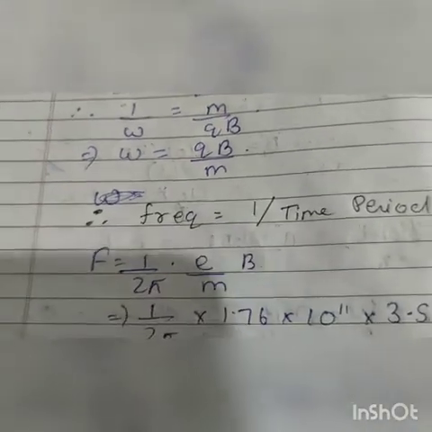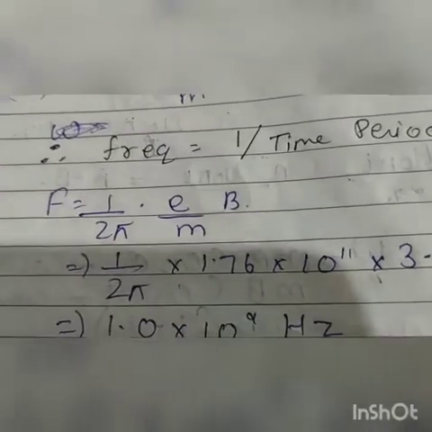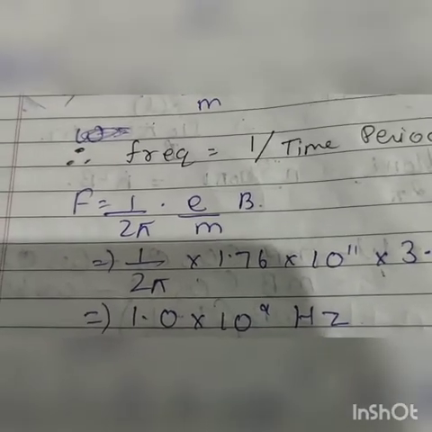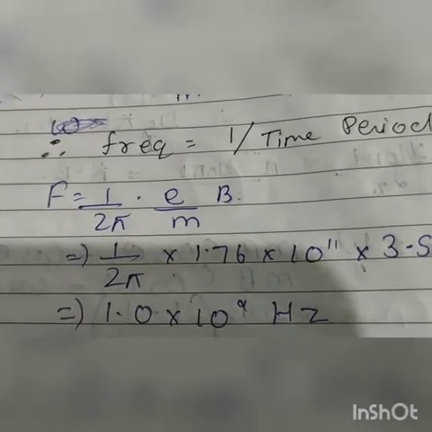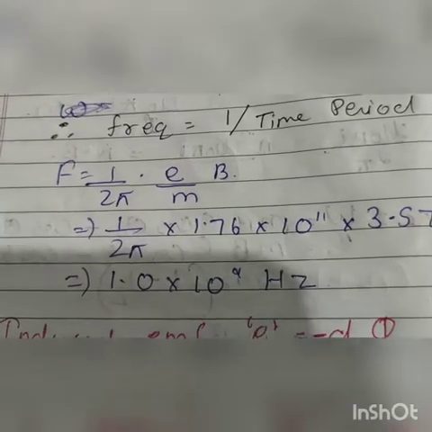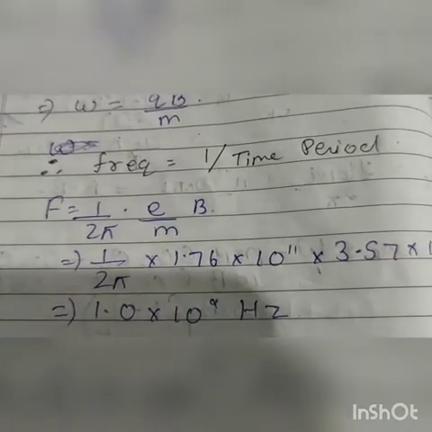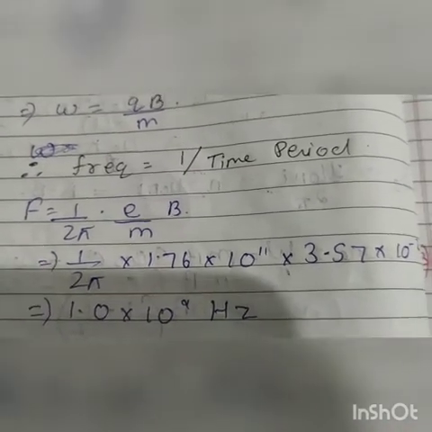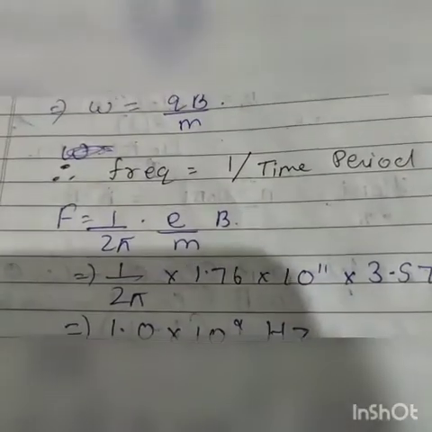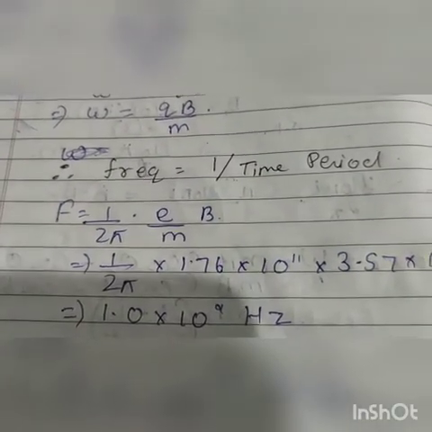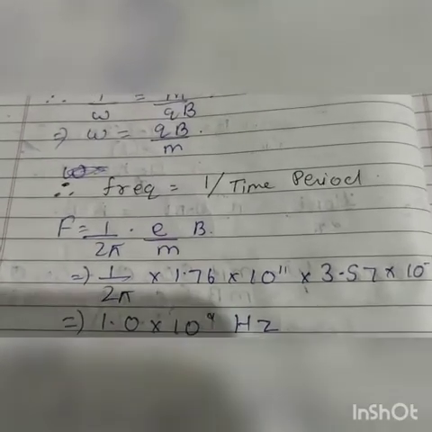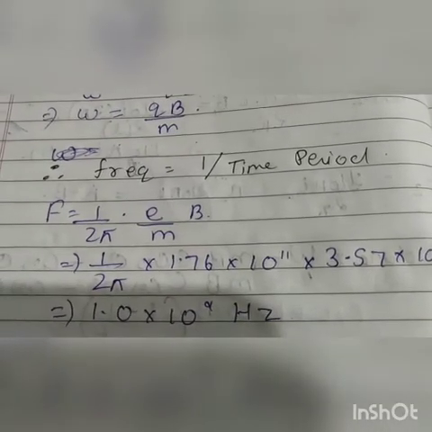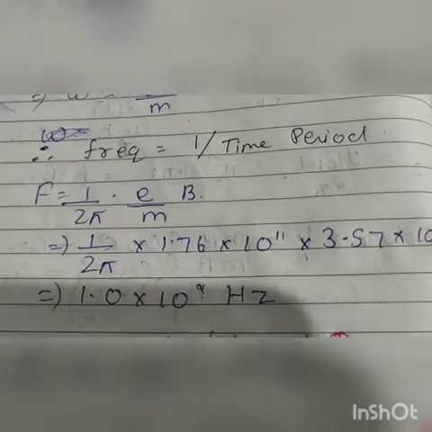So frequency, we know, is 1 by time period. So here it is 1 by 2 pi into e by m into B. The frequency is 1 by 2 pi into 1.76 into 10 to the power 11 into 3.57 into 10 to the power minus 2. We have just put in all the values which are given in the question. So it comes out to be 1 into 10 to the power 9 hertz, which is also known as 1 GHz.